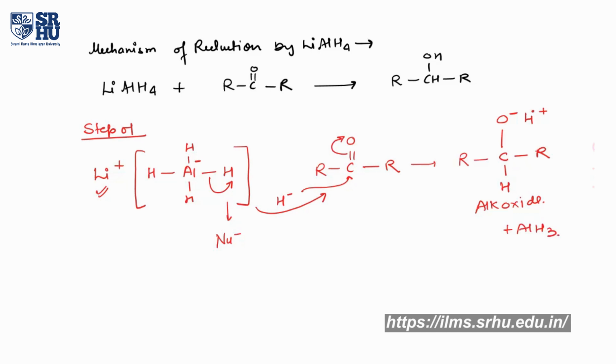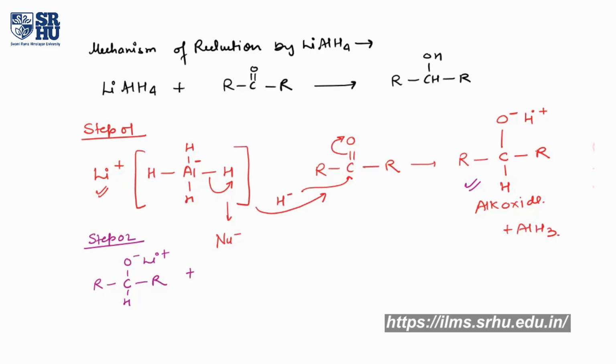Now in step number 2, this R, C, O negative, Li positive, H, R is here. This is the alkoxide ion formed in step number 1. Now this is the part where we do the workup. The thing has been reduced. We just have to get our alcohol. We have to take it out from the reaction.